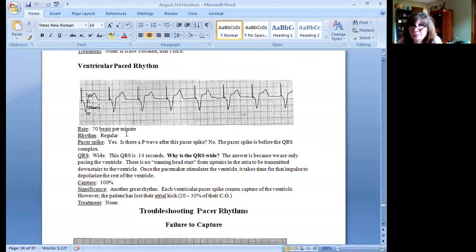Very regular. Pacer spike. Whoa, look at that. It's a wide QRS with the T wave oppositely deflected. Man, that sure does look like a ventricular rhythm. It is. That's where the wire is. The doc put the wire in the right ventricle, and that's the rhythm that we get. So how you like that? It has 100% capture, meaning I see the pacer spike and I get a good QRS.